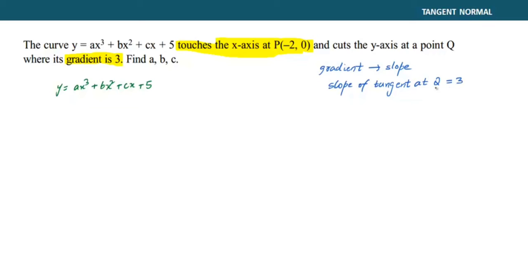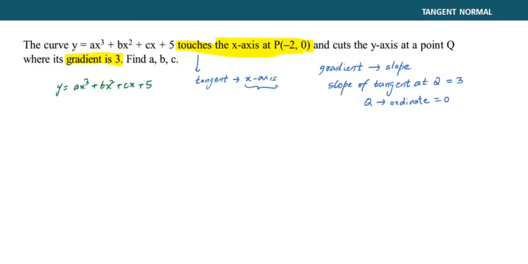This is what is given to you. And point Q is where it cuts the y-axis. So at Q, we also know that the abscissa is 0. So the abscissa at Q is equal to 0. This is what we know about this particular question as well. Now talking about the other things that are given to you in the question, it touches the x-axis. So what do you understand by touches the x-axis? Touching always means that it is a tangent. So that means the x-axis becomes a tangent over here.